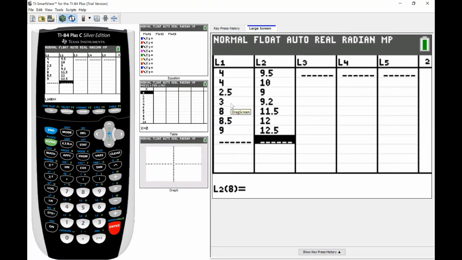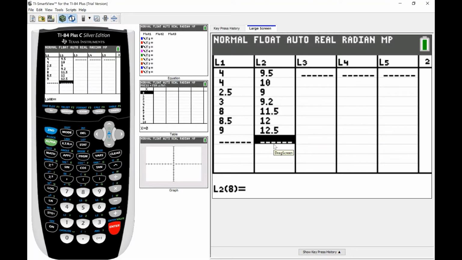One of the things that you need to make sure of whenever you do your regression and you get your equation, if you come up with an error, a lot of times the problem is you've entered in one too many X values or one too many Y values. So you want to make sure that when you enter in your data, you have just as many X values as you do Y values.